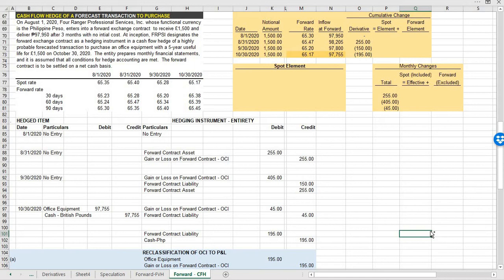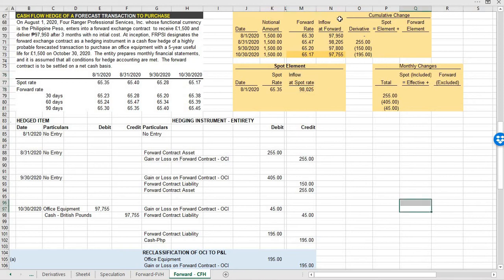So, let's start on the date of inception, August 1. So, ang ating spot rate on this date is 65.35. So, i-multiply natin to sa notional amount natin na 1,500 British pounds. So, 1,500 British pounds multiplied by 65.35, yan ay 98,025. So, ano yung 98,025 na yan? So, yan yung ating expected inflow at spot rate.